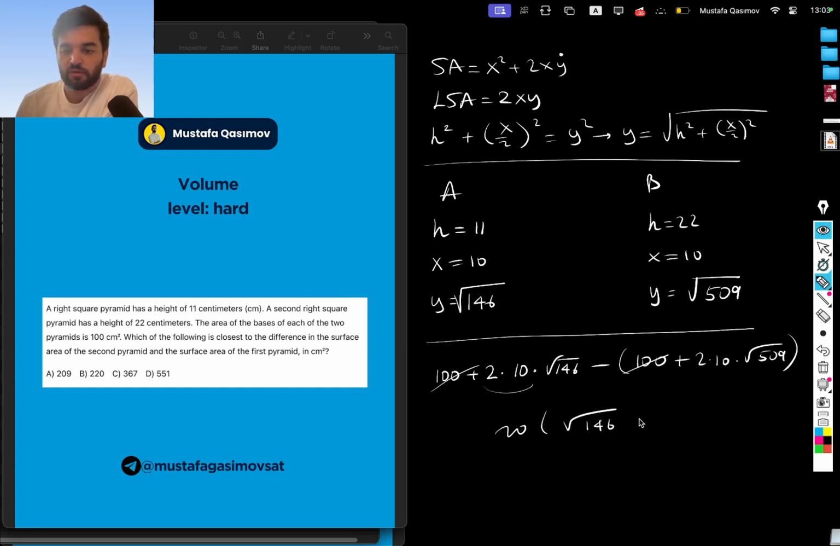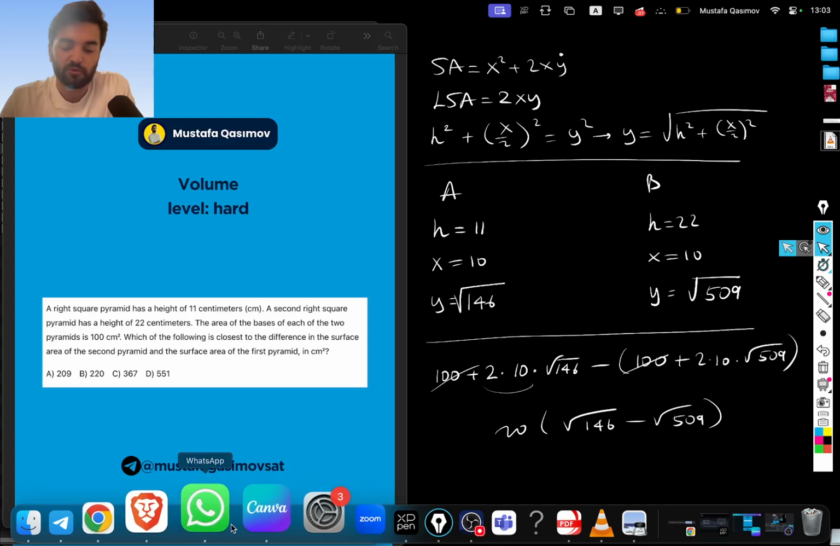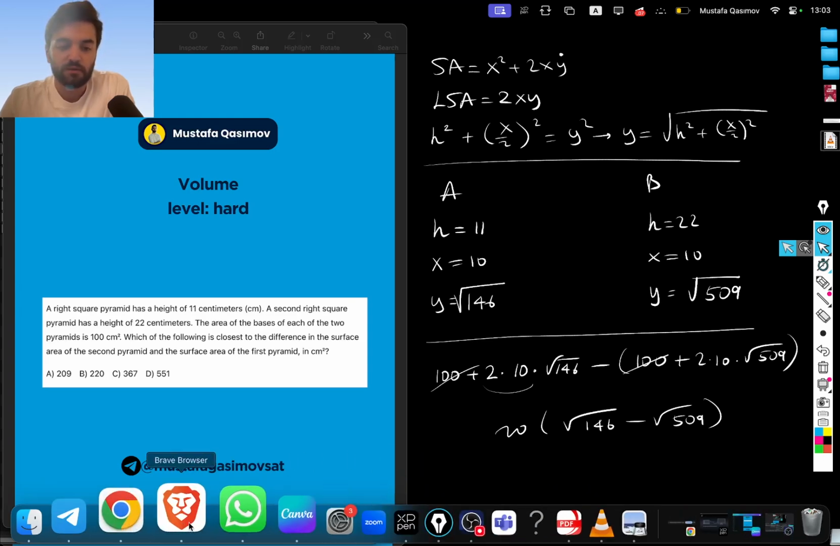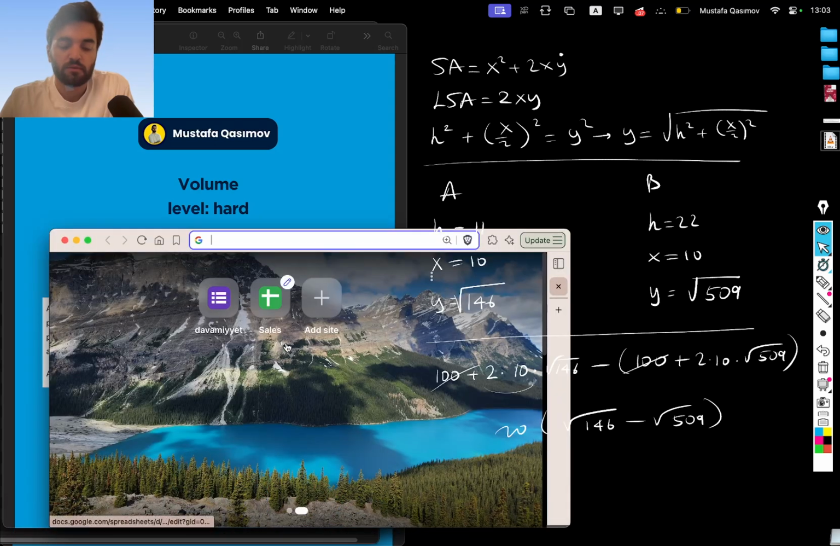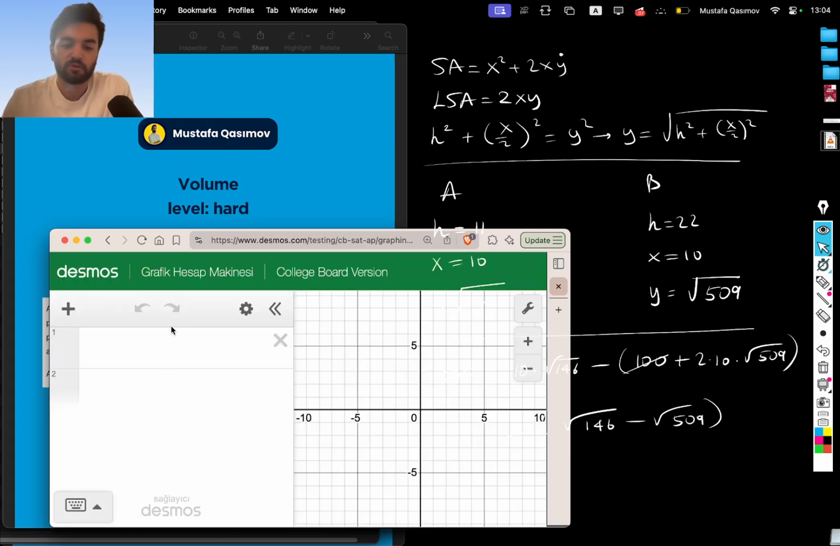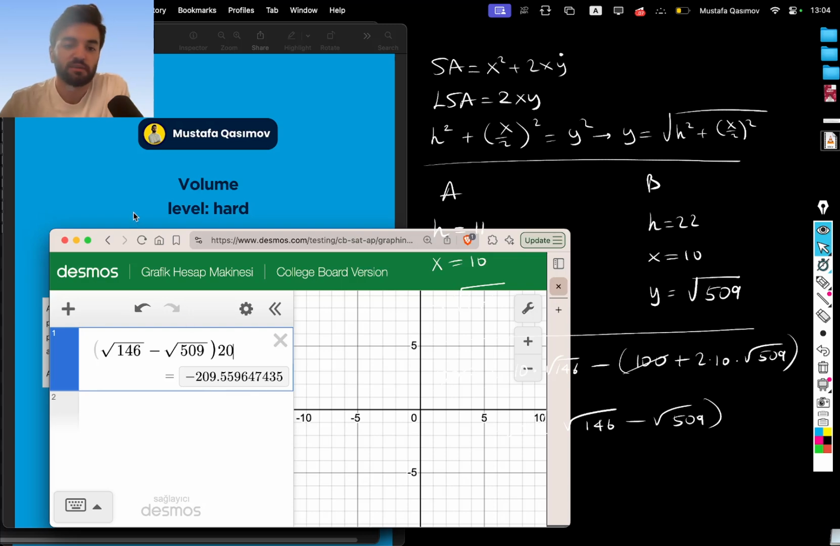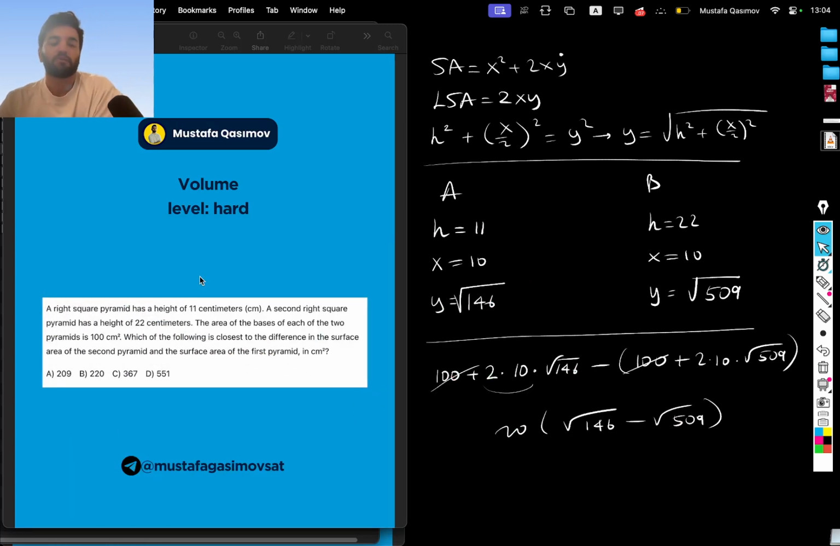And when we are talking about difference, it must be positive, by the way. So because second one is greater than first one, you have to actually subtract first one from second one. So we will take positive, its absolute value. Okay, now let's write here square root of 146 minus square root of 509. Then multiply by 20 and we will get 209. So answer is A here.